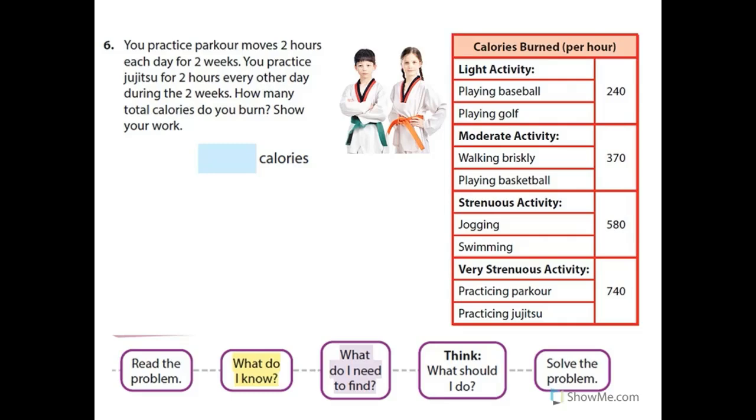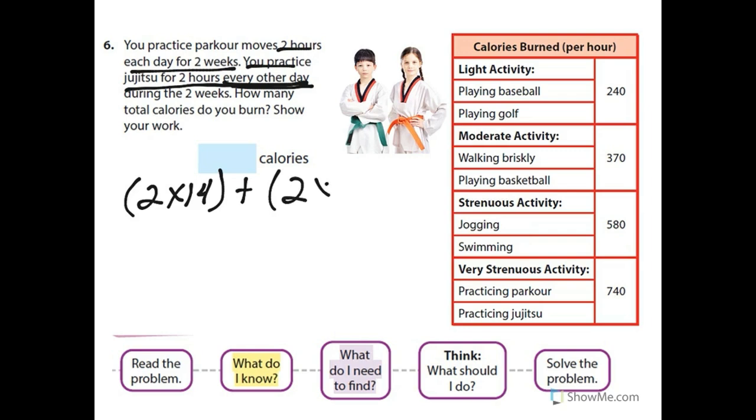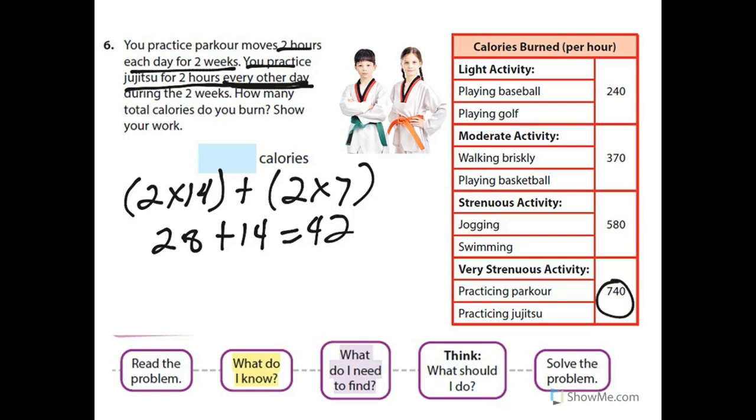All right, so you practice your parkour moves 2 hours each day for 2 weeks. So 2 hours, 2 weeks. You practice jiu-jitsu 2 hours every other day. Means I'm going to do it every other day. That means 7 days. So I got 28 plus 14. That's going to be 42. Then I'm going to take 42 and multiply it by 740.